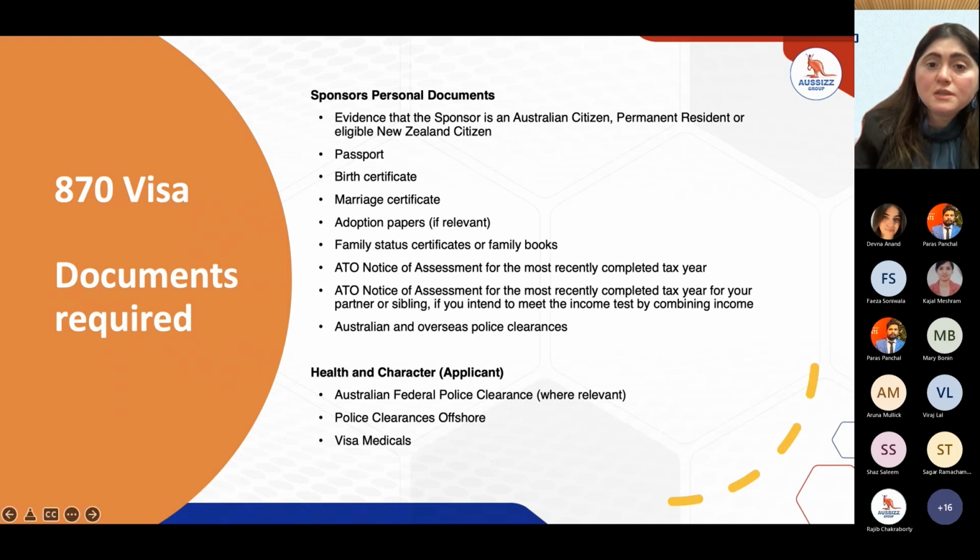But you need to provide evidence of residency or citizenship. If you're an eligible New Zealand citizen, you need to provide proof of that as well. Your passport as an identity document, birth certificate, marriage certificate is important, because if you are showing a taxable income of your partner, then you have to show marriage certificate as a proof of relationship. Adoption papers is relevant if you're an adopted child of your parent. The 8-year notice of tax assessment is very important because of the salary requirements. So you must show the notice of assessment in order to show that you meet the income test required by the department. Australian and overseas police check is mandatory to see whether you cleared the character requirements.